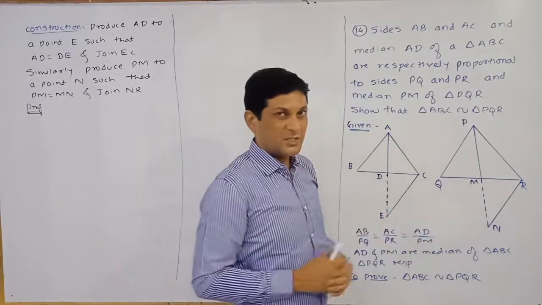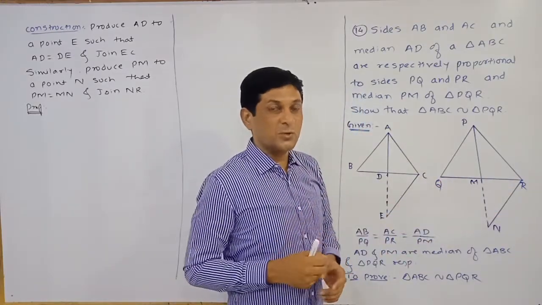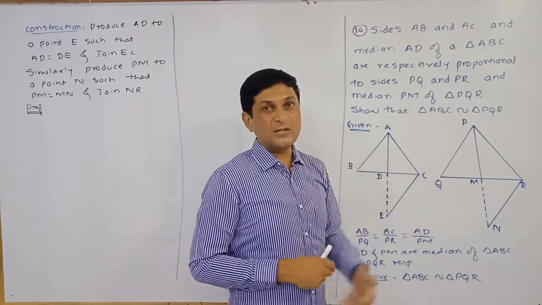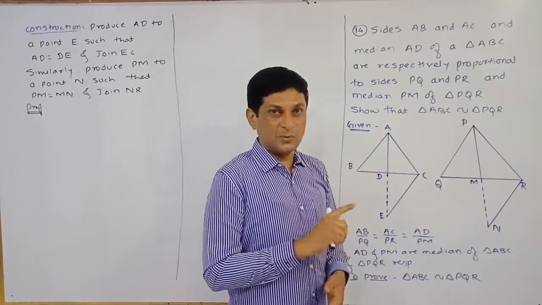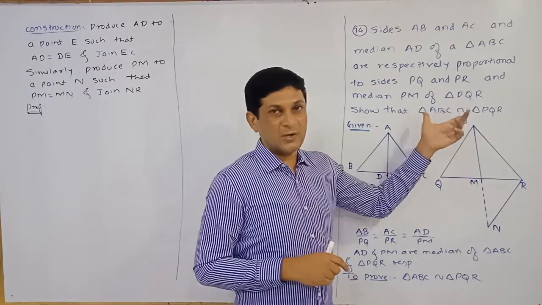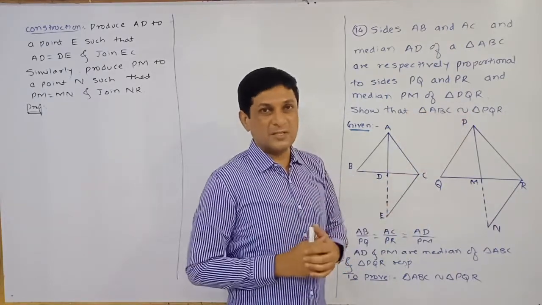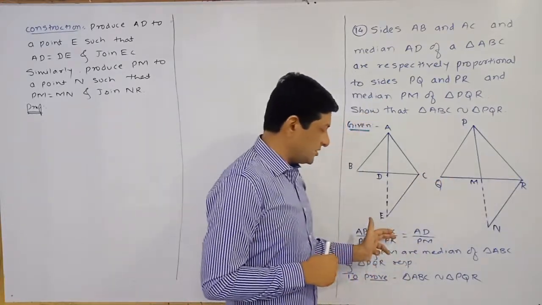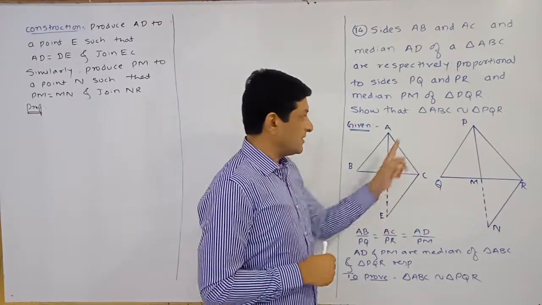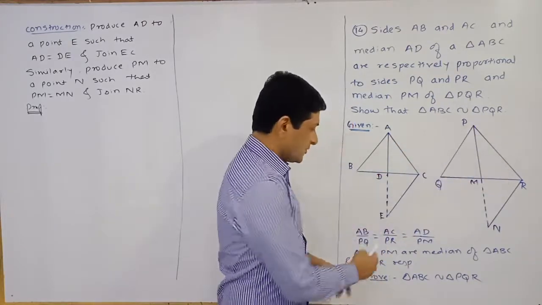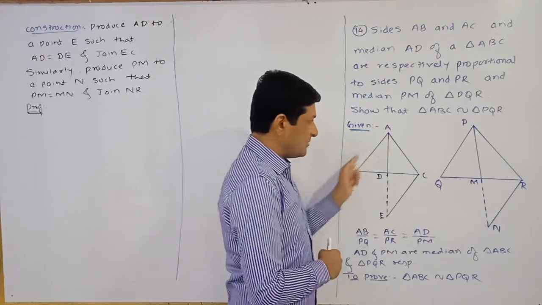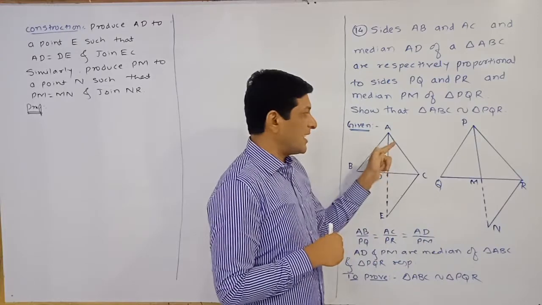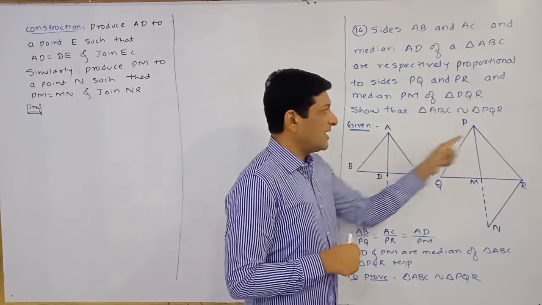That is the given condition in example number 12, and the included angle between these sides is B and Q. So we showed that angle B is equal to angle Q to show that these two triangles are similar. But here, observe the given condition. Instead of BC upon QR, what is given here? AC upon PR. If you observe the first two ratios, AB upon PQ is equal to AC upon PR, and the included angle between them is angle A and angle P.